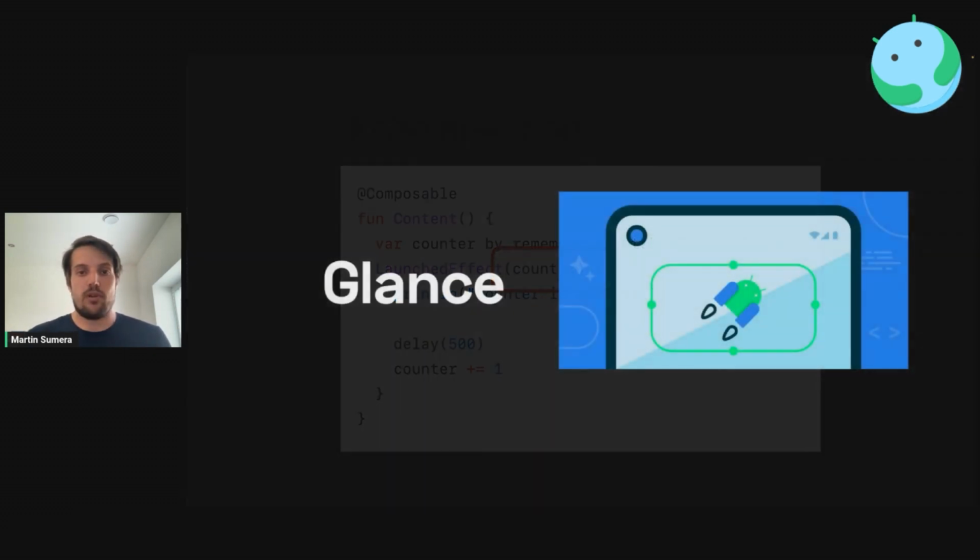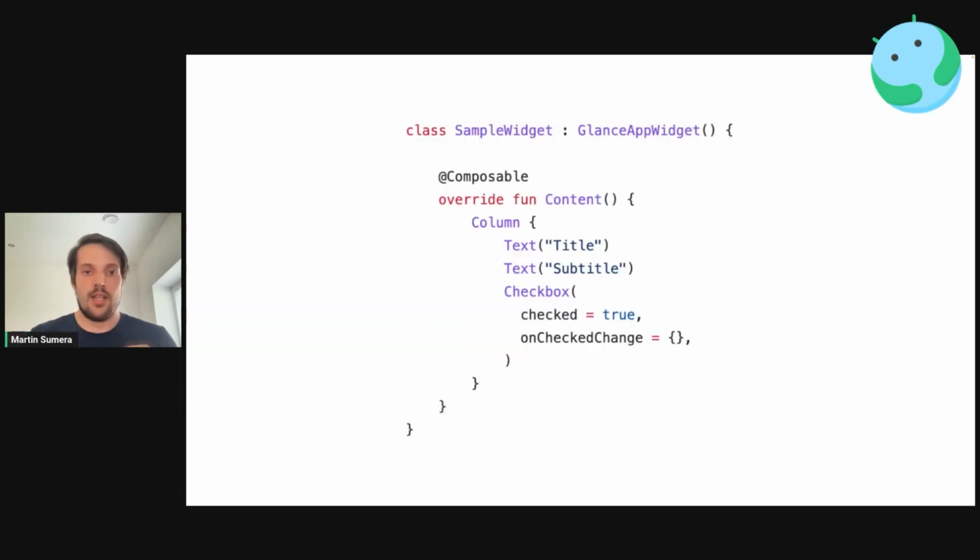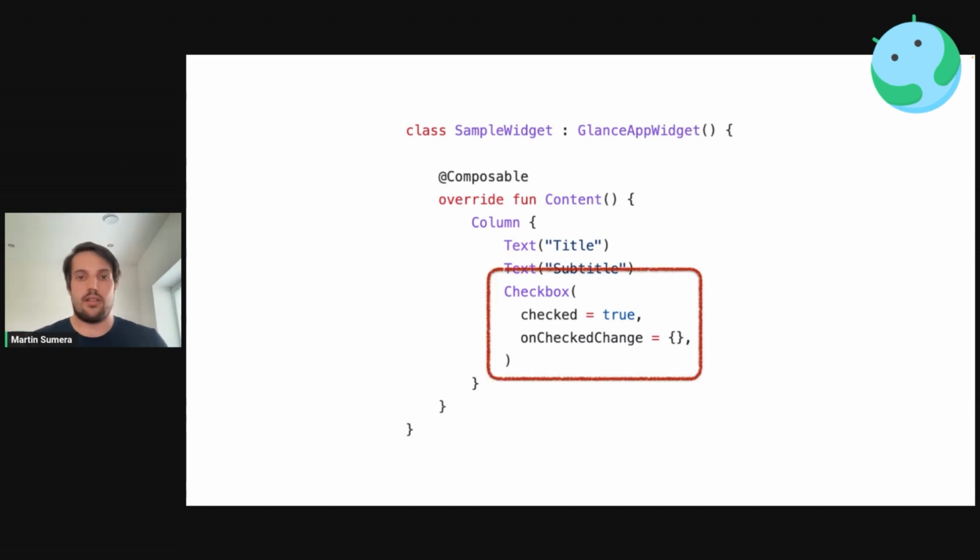Let's move on to a few examples and see how they work. The first example is Glance. Glance is a tool for creation of widgets and Wear tiles in the Android system. When we take a look at the Glance code, we will see that the code is almost unrecognizable from the Compose code at first look. On the second look, however, there are some differences. Let's go to the declaration of checkbox, for example, to see them.